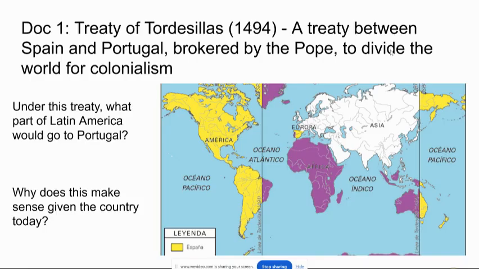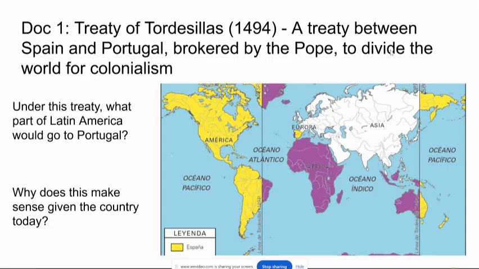And in 1494, he brokers a treaty called the Treaty of Tordesillas, in which they basically divide the world in half of all of the new lands that are being discovered. So, not counting Europe and Asia, which they viewed as already being kind of settled civilizations.